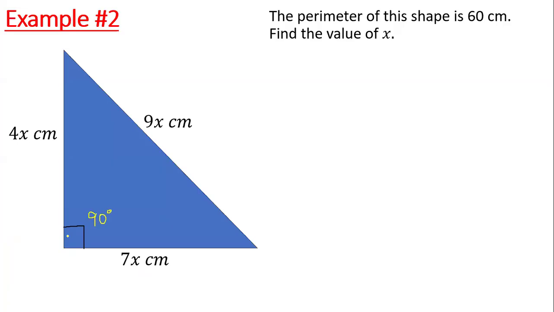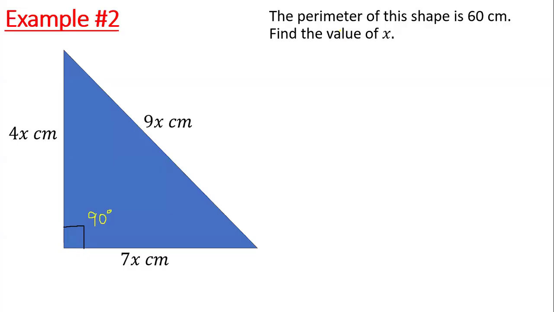Okay, so we have this right angle triangle, and they want us to go ahead. Daria, read the question for me, please. We can't hear you. You sound very muffled. The perimeter of a distance is 60. You still sound muffled. The perimeter of this shape is 60 cm. Find the value of x.